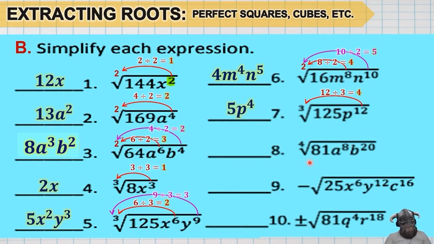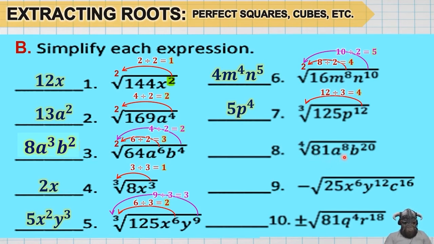Okay, let's proceed to number 8. We have the question, the fourth root of 81 times a raised to 8 times b raised to 20. So, kung titignan natin dyan, fourth root siya. So, gagamit tayo dito ng table ng power or perfect power of 4. So, to get the answer for this one, we have to get first the fourth root of 81 which is equal to 3. Yan, tandaan na. Ang fourth root ng 81 ay 3.